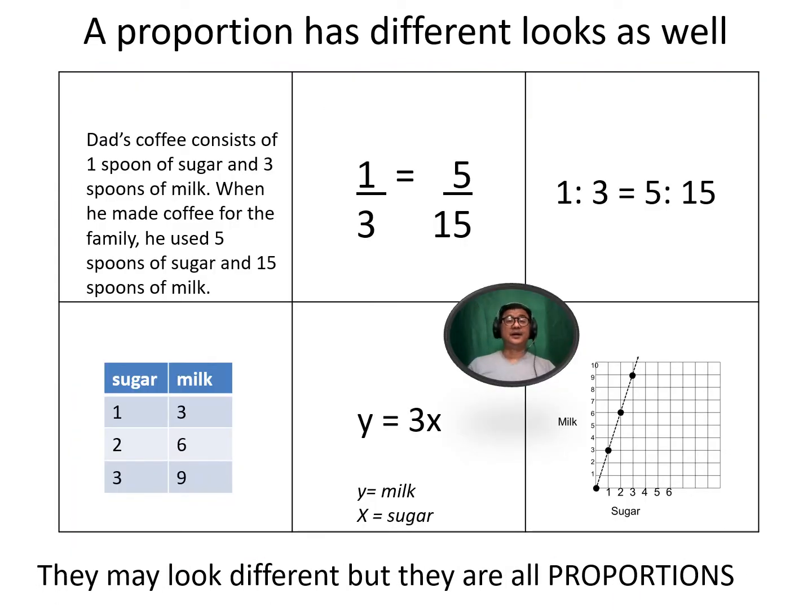All right, now a proportion has different looks as well. It could disguise itself into different forms. So therefore, be keen in looking at situations or numbers or drawings and see if it shows a proportion. Number one example is a story.